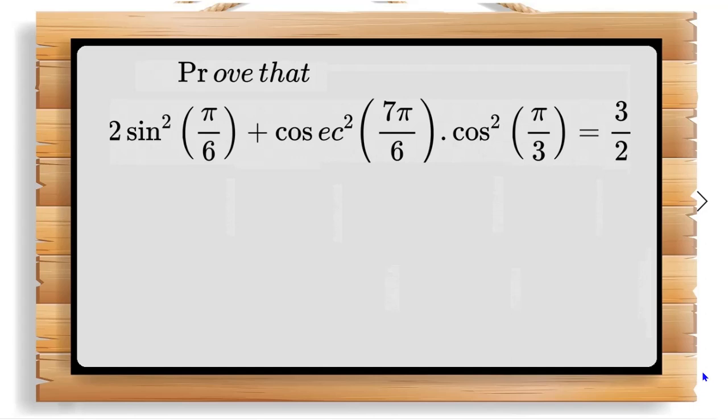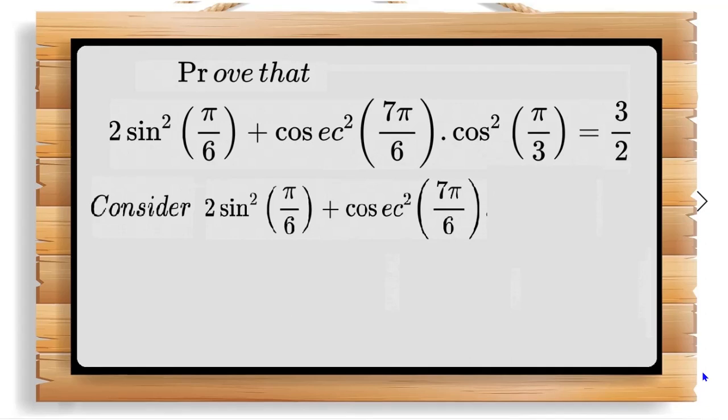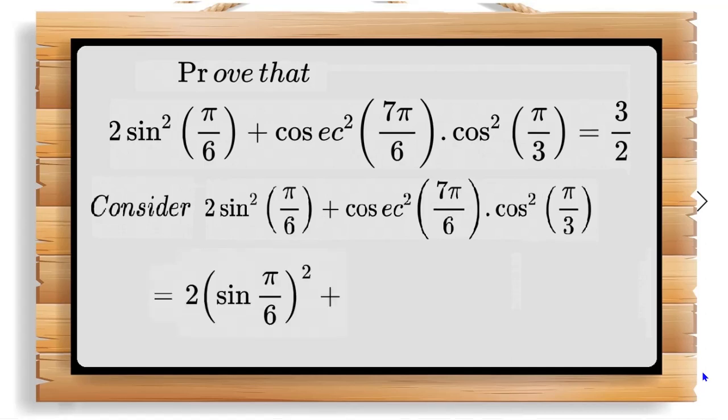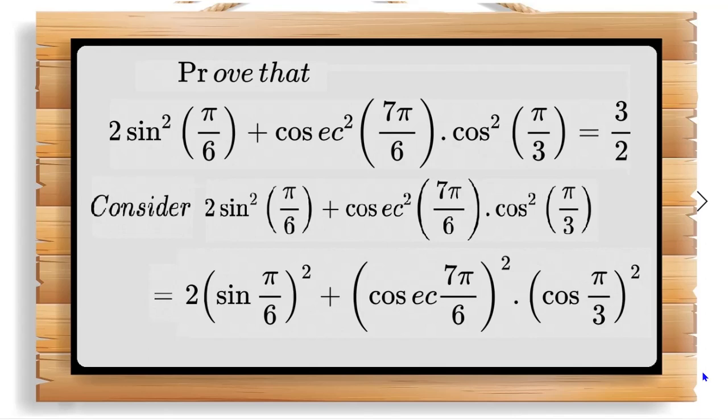Now, take another problem. Prove that 2 sin square pi by 6 plus cosec square 7 pi by 6 into cos square pi by 3 is equal to 3 by 2. Here, this is similar to the previous problem, and you can write like this: 2 sin square pi by 6 plus cosec square 7 pi by 6 into cos square pi by 3, which is equal to 2 sin pi by 6 whole square plus cosec 7 pi by 6 whole square into cos pi by 3 whole square.